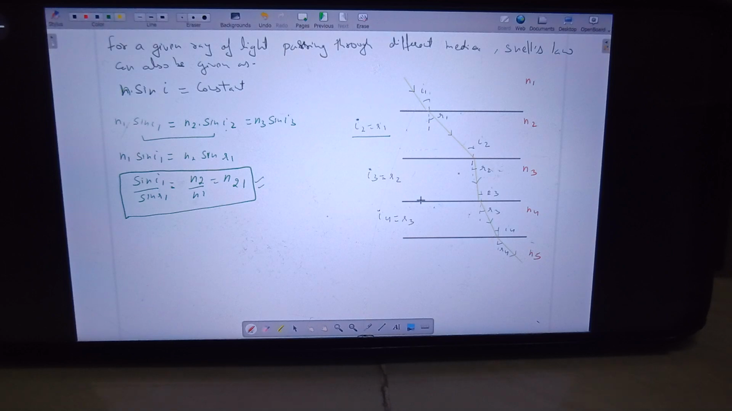Okay, is this point clear? So just by observing the figure, you can tell that, of course, we won't be able to give the numerical value, but comparatively, we can tell which medium will be the rarest and which will be the densest medium. Okay, you can get such questions also.